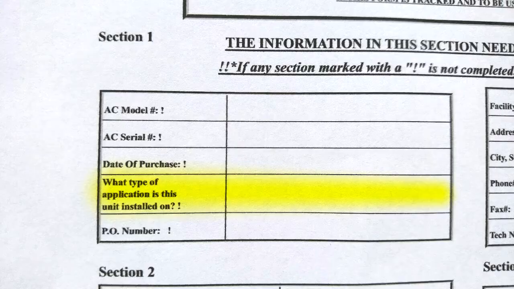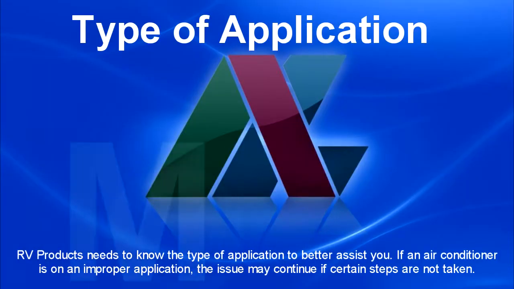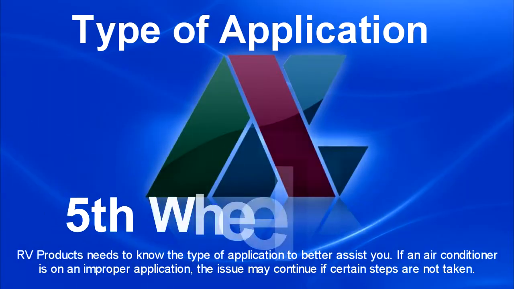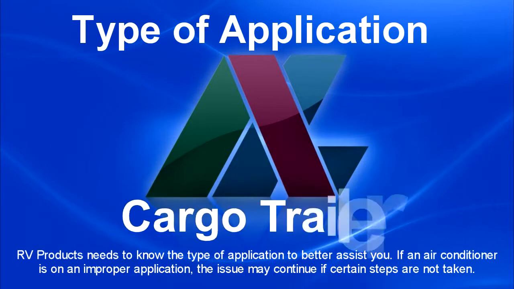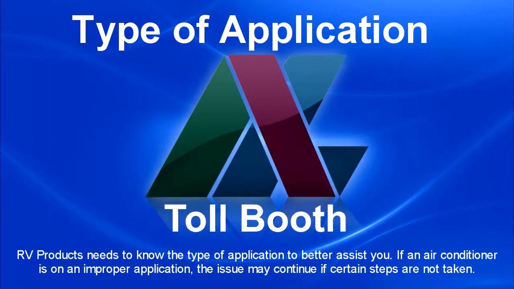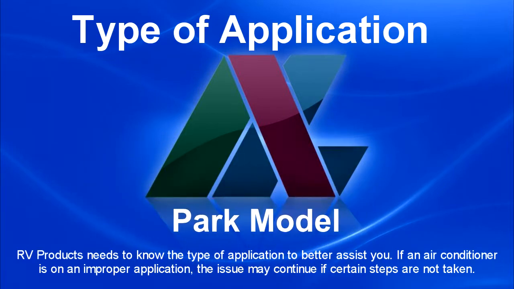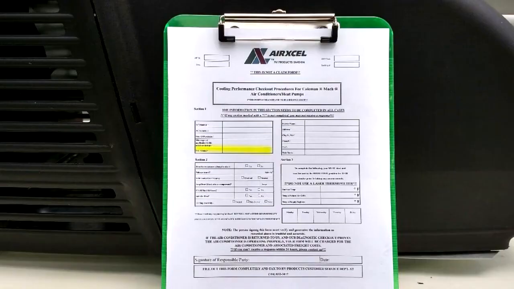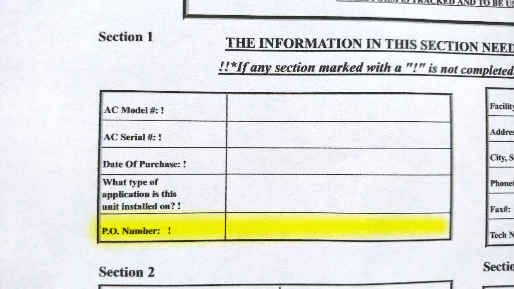RV Products needs to know the type of application to better assist you. Some examples are horse trailer, motorhome, fifth wheel trailer, cargo trailer, toll booth, park model. If a purchase order number is not given, the contact name used when the form is sent will be used instead. RV Products does not require a PO number in all cases, but it is strictly for your purpose.